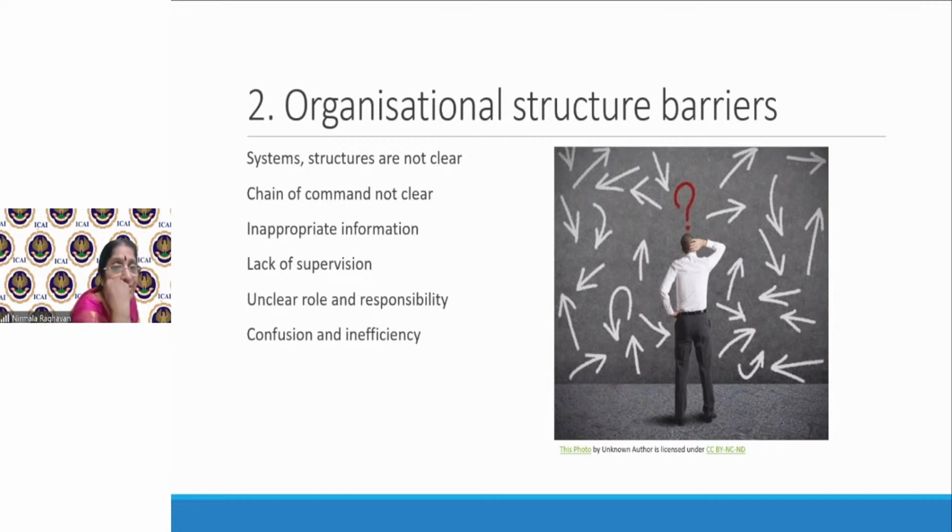Organizational barrier. Systems and structures are not clear. Chain of command not clear. Inappropriate information. For example, in our examination center, I work for Stella Maris, and we were told to upload the marks for the final exam. After that, I went and asked my colleague, and she said, take the answer papers home. And I took them away. Then during the holidays, there comes a call from the dean's office saying, where are the papers? So when information is not correct, we land in trouble.